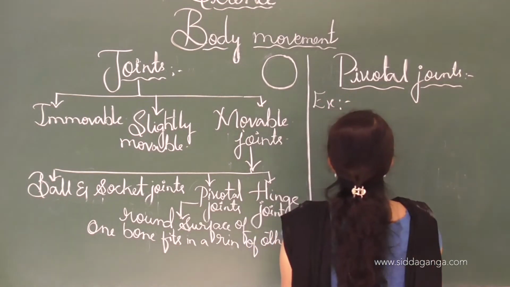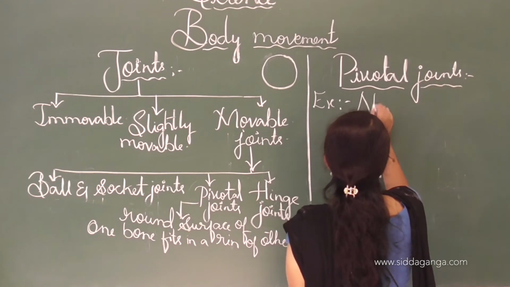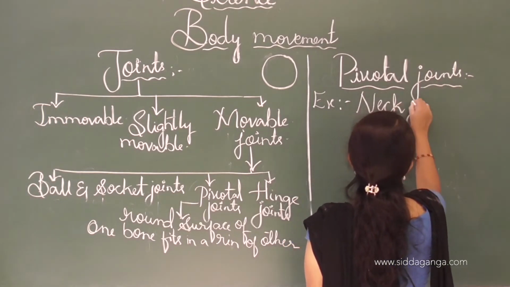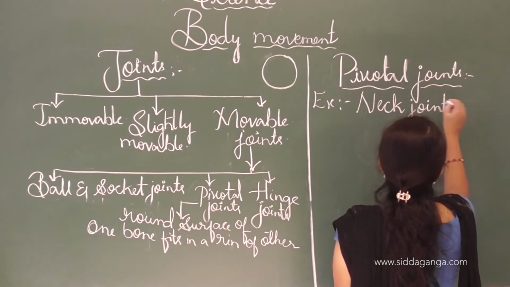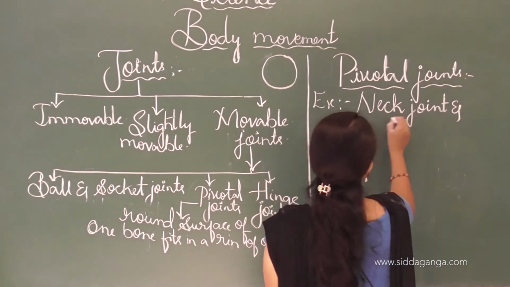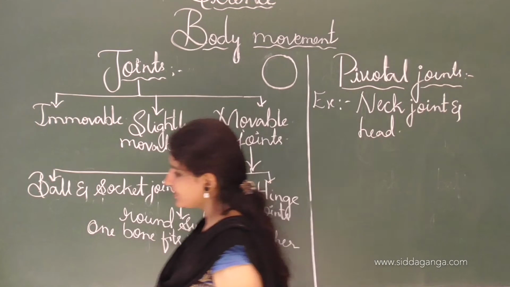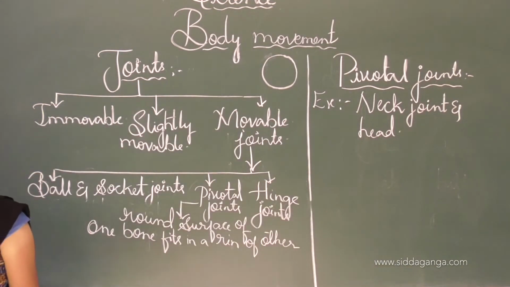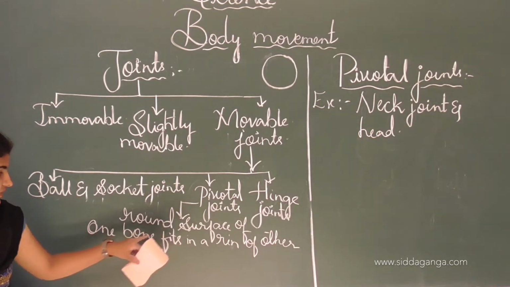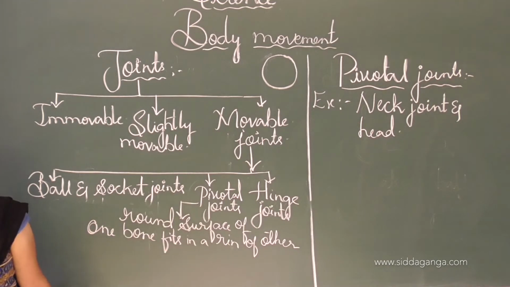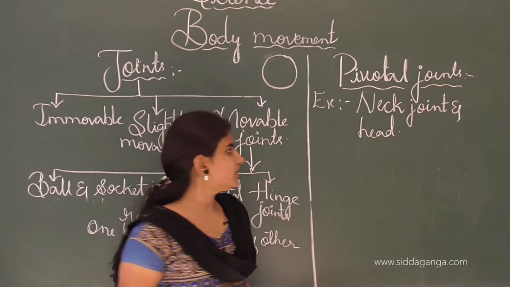An example of the pivot joints is the joints of the neck, and it is also present in the head region. See, in this type of joint, a round surface of one bone fits into the ring of another, and these pivotal joints are usually present in the neck as well as the head region to allow forward and backward movement, and also left and right side movement takes place.